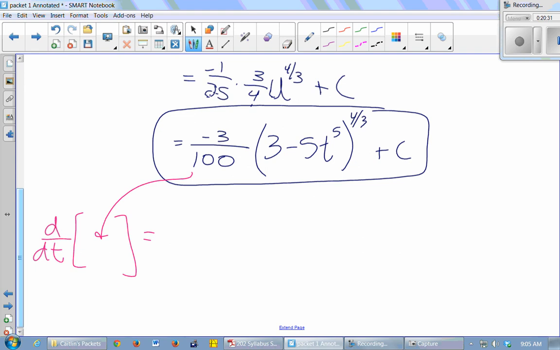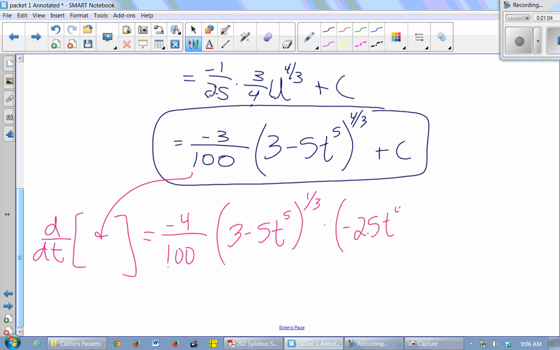So when I take the derivative, I'm going to start with the outermost thing, right? I'm going to do the power rule, bring the 4/3 down. -3 1/100ths times 4/3, the 3's cancel, and I'm going to get -4 over 100 times 3 minus 5t to the 5th to the 1/3. Then I have to multiply by the derivative of the inside stuff, which is what? -25t to the 4th.